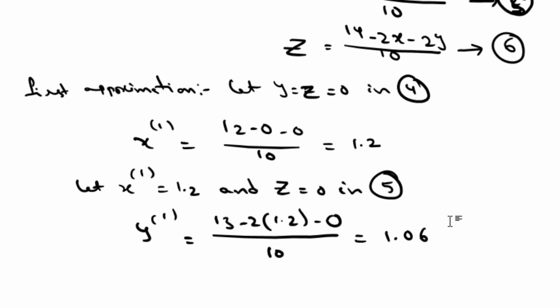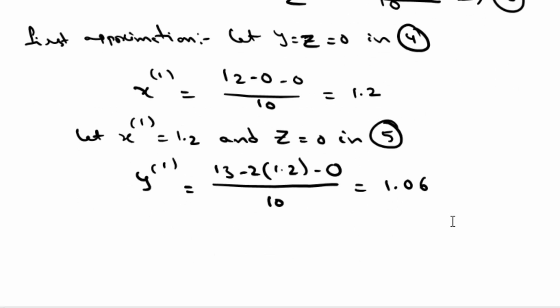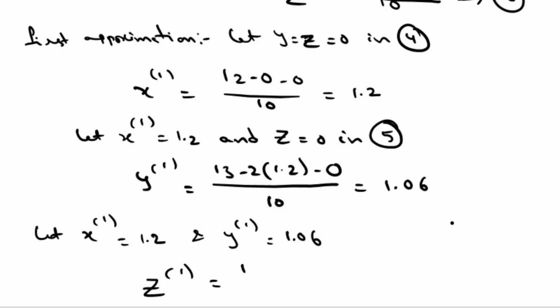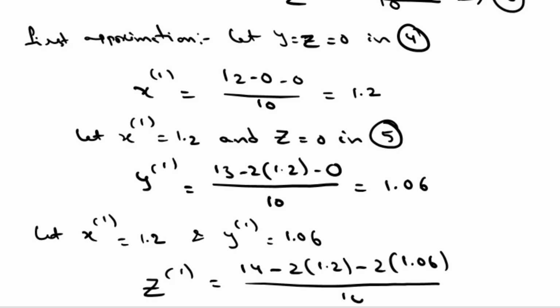Now we have x in the first iteration and y in the first iteration. Let x in the first iteration be 1.2 and y in the first iteration be 1.06. Substituting in, z in the first iteration is equal to 14 minus 2x, 2 into 1.2, minus 2y, 2 into 1.06, divided by 10, which gives the value of 0.948.